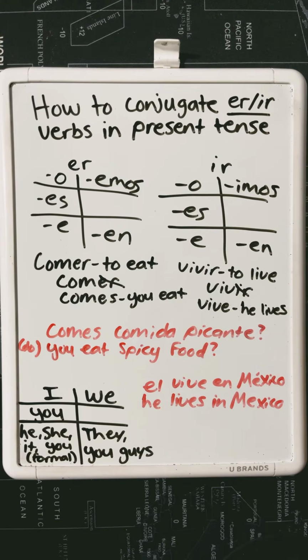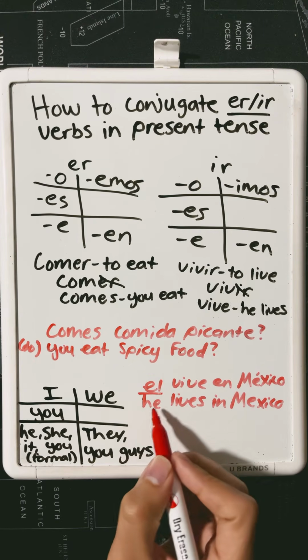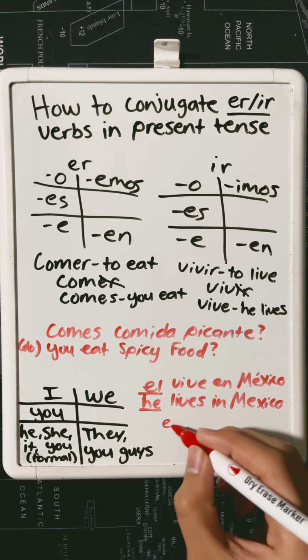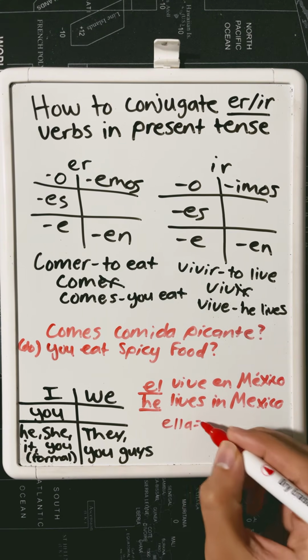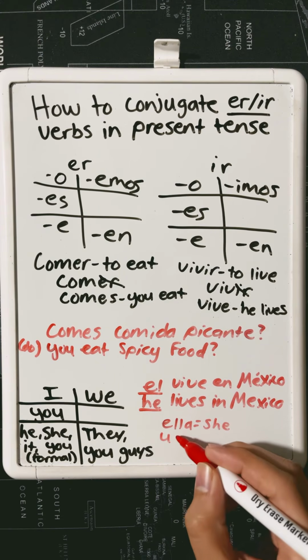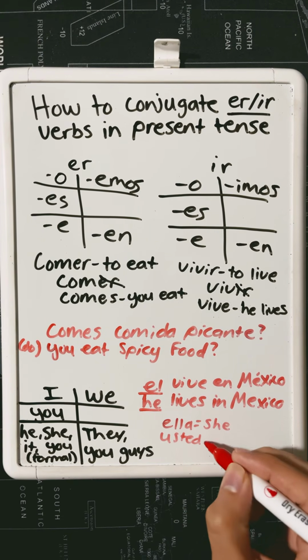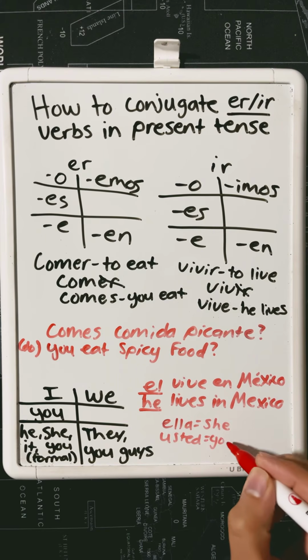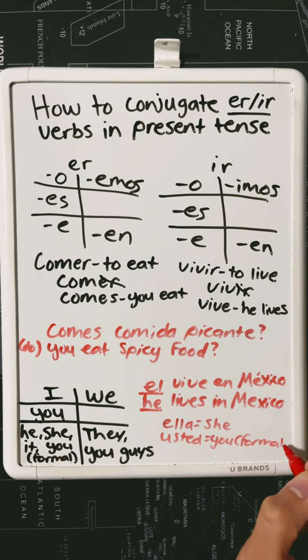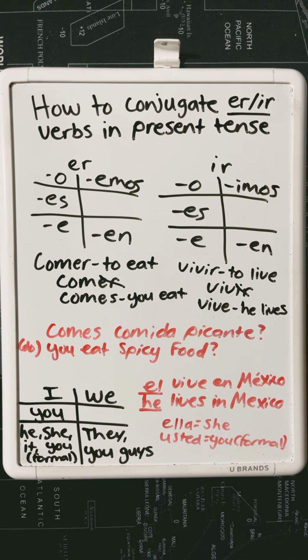So whenever you use the he, she, it, you formal conjugations, you want to go ahead and include personal pronouns. That just helps us specify who we're talking about. We could have also said ella, which means she, or we could have even said usted, which is you formal. So for example, we could have said ella vive en Mexico or usted vive en Mexico. Both are good.